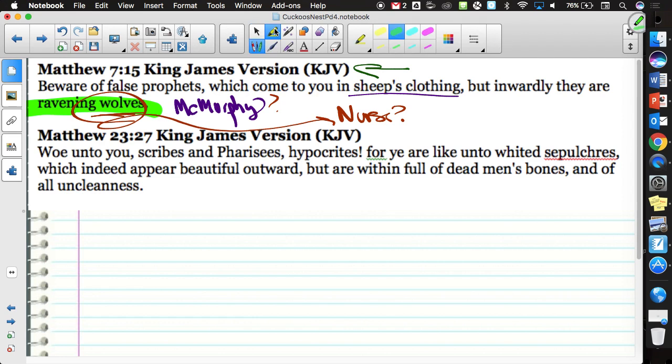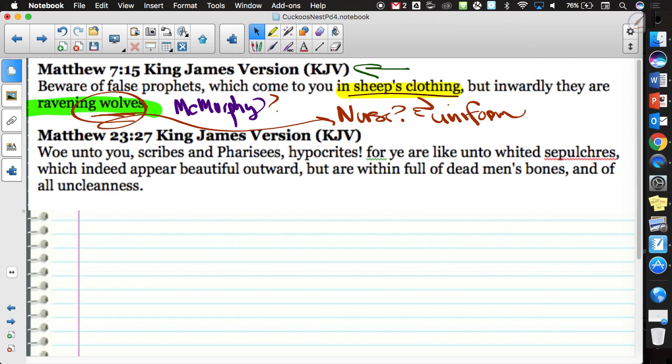It's pretty interesting that, hey, the sheep's clothing. Think of sheep, what do you think of? Color white. So, uniform, diminutive, but yet she's still Big Nurse. And this leads into the second one, which we've already talked about earlier in the year, with the white sepulcher.